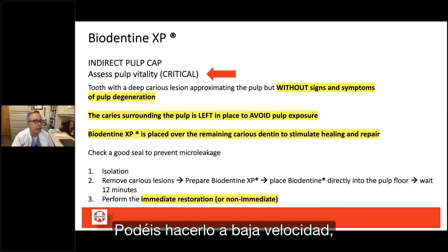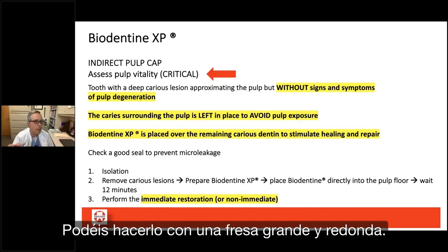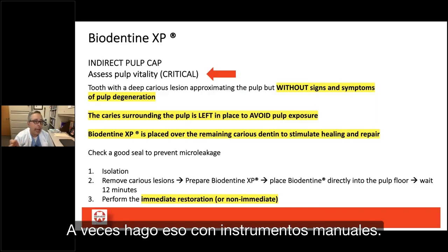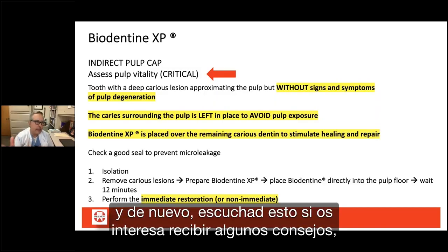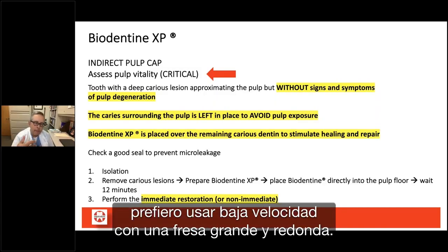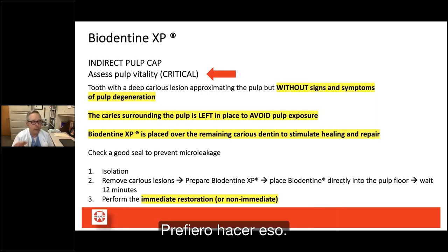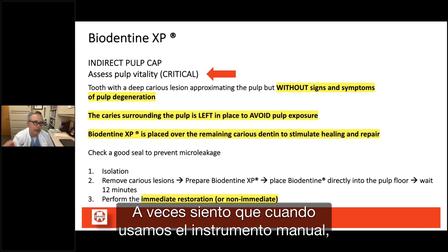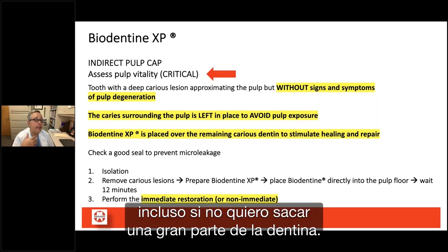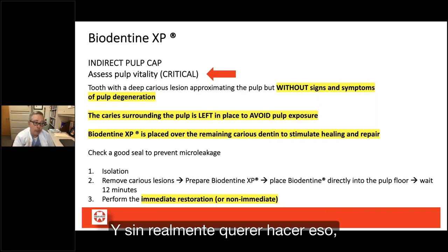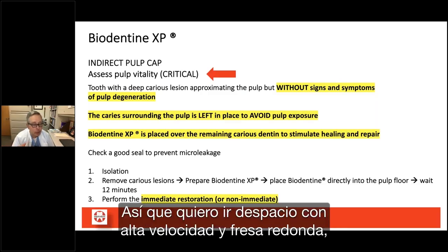You can do that with low speed, with a big round burr. Sometimes I do that with hand instruments. Honestly, and you are listening to this and you like to get some tips, I prefer to use low speed with a big round burr. Sometimes I feel that when we use the hand instrument, it's easy to take a big chunk, even if I don't want to take a big portion of the dentin, and without really wanting to, we end up exposing the pulp. So I want to just go slowly with low speed and a round burr.